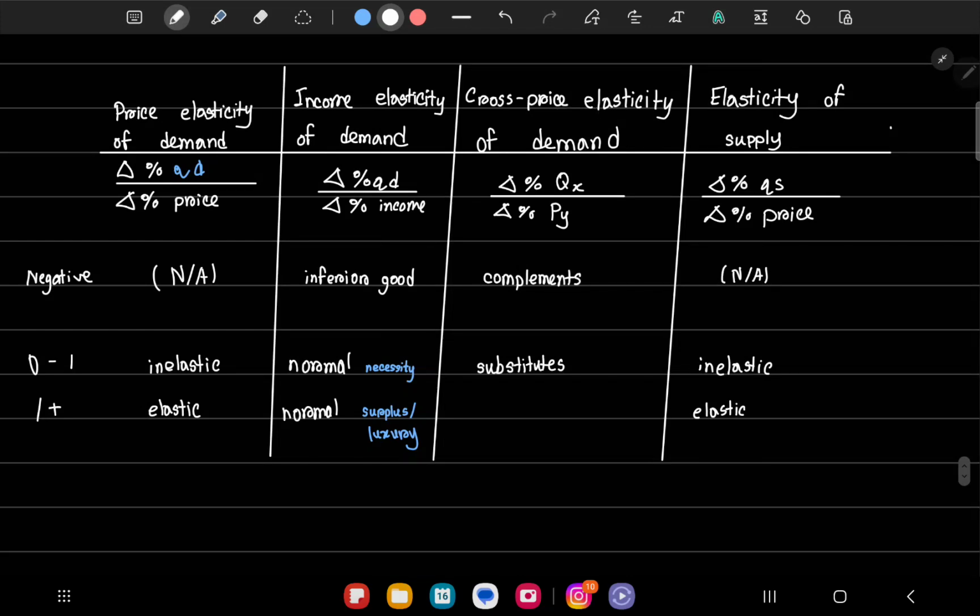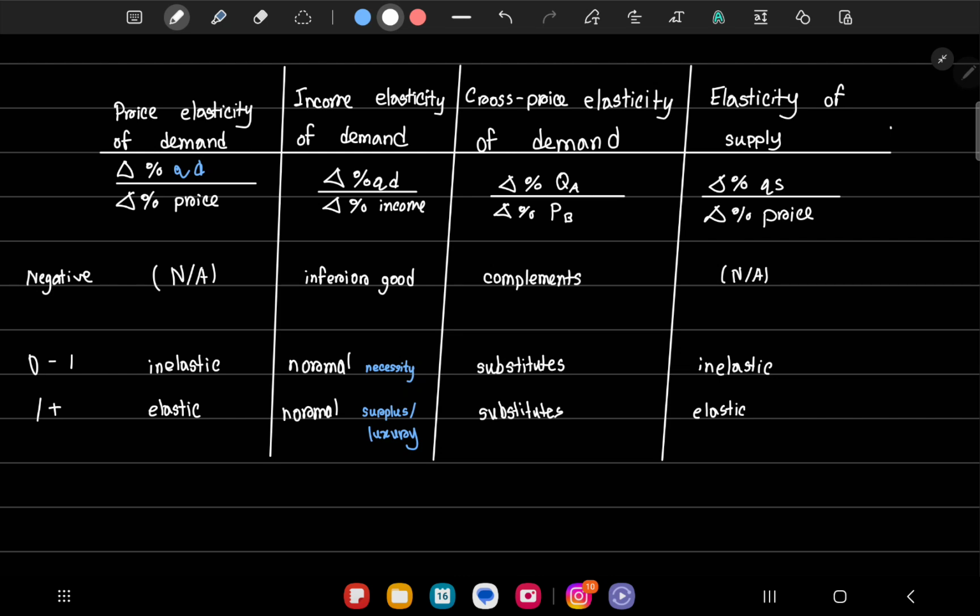The cross price elasticity is the percentage change in quantity demanded of product A divided by the percentage change in price of product B. And if it's negative, products A and B are complements to each other. If it's more than that, products A and B are just substitutes to each other.